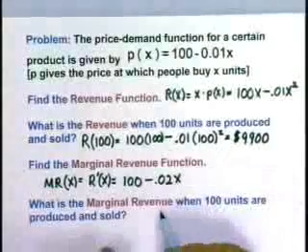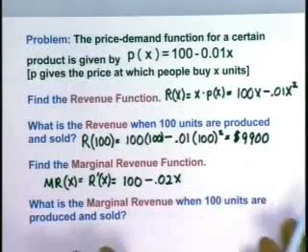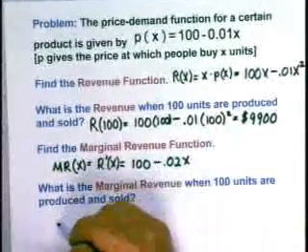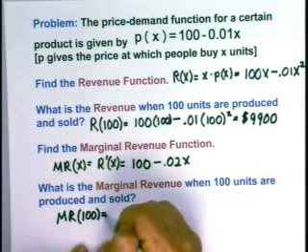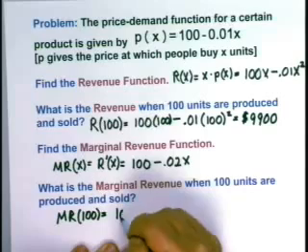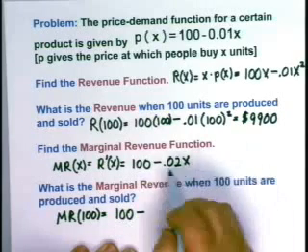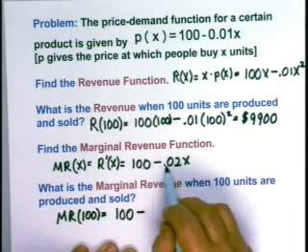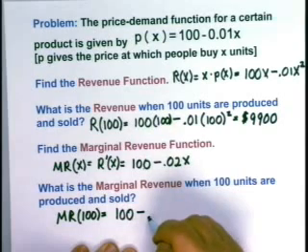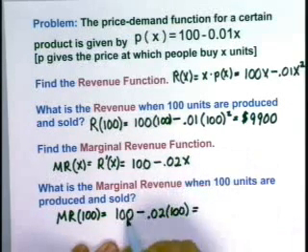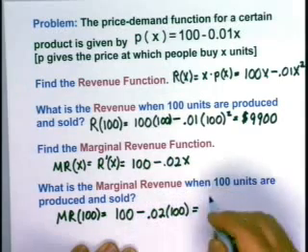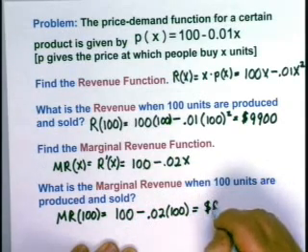What is the marginal revenue when 100 units are produced and sold? I'm going to plug 100 into the marginal revenue function, and so this would give me 100 minus 0.02 multiplied by 100. And if you subtract 100 minus 0.02 times 100, you get $98.